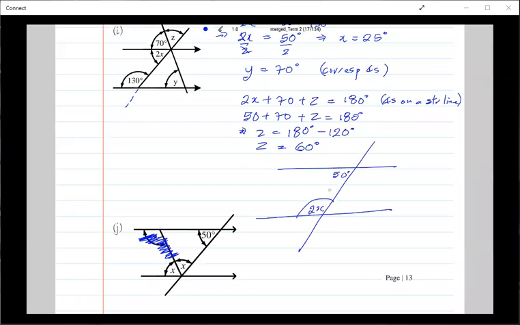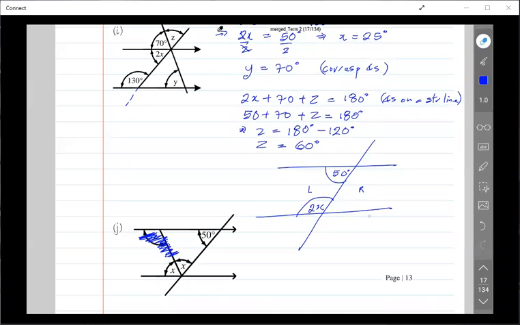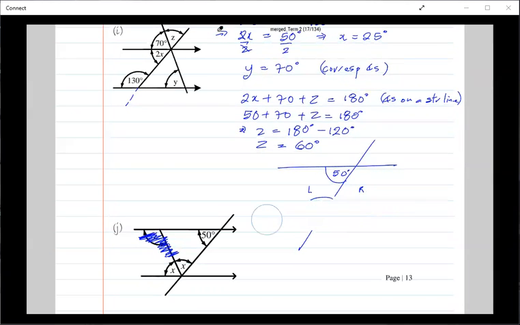Now, whenever we have a situation like this, where we have two angles which are between the parallel lines on the same side of the transversal, so here you have a left hand and a right hand side of the transversal. The 50 degrees and the 2x are between the parallel lines and they're on the same side of the transversal. Those angles we call co-interior angles. And co-interior angles add up to 180 degrees.